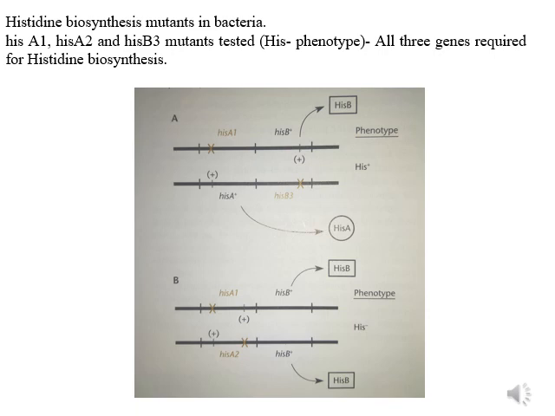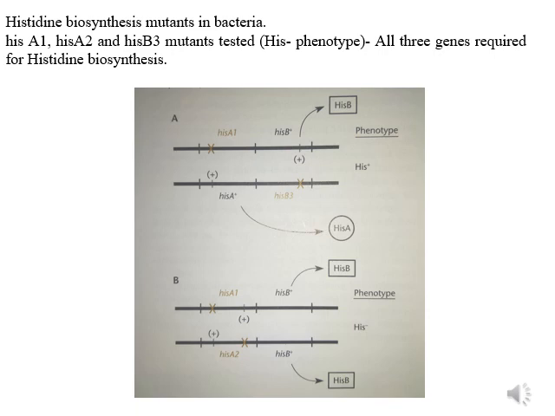Okay, and you look at the phenotype. What is the phenotype? The phenotype is his minus. Why? In the first case, the mutation was on two different genes, that is the his A1 gene on one particular allele and the his B gene, B3 gene on the other allele. But still the products were able to be formed and the phenotype is a wild type phenotype.